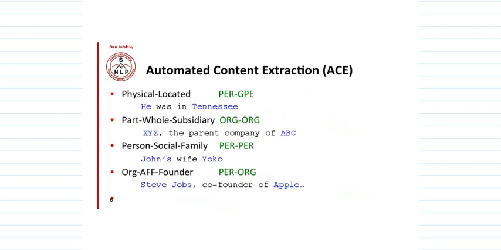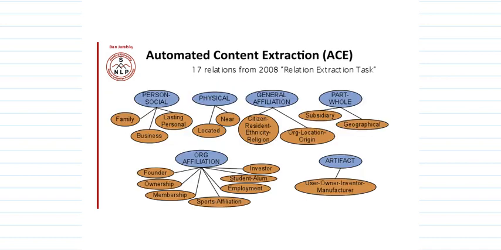So what were those relationships that were specified? In physical located we have a person and a geographical location, and the relationship is like "was in". Similarly, in organization we have the relationship "parent company of". So these are some examples of the relations in this automated content extraction task.